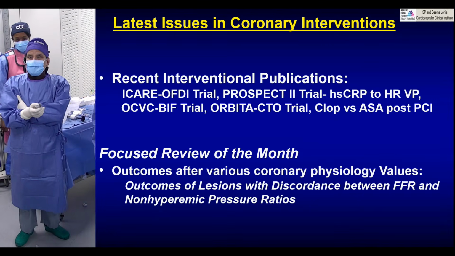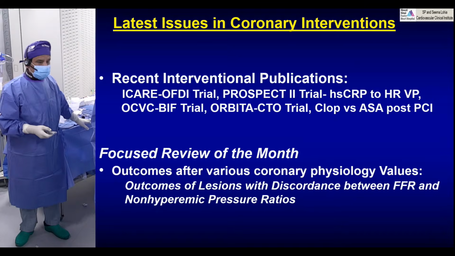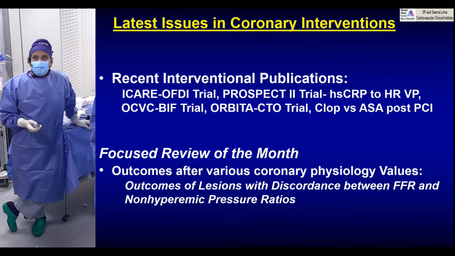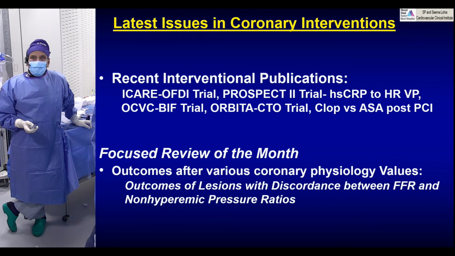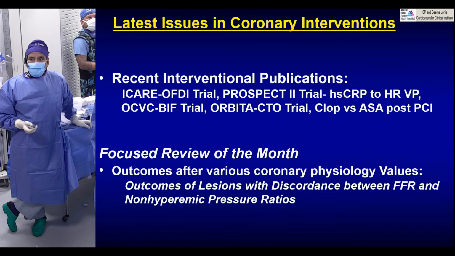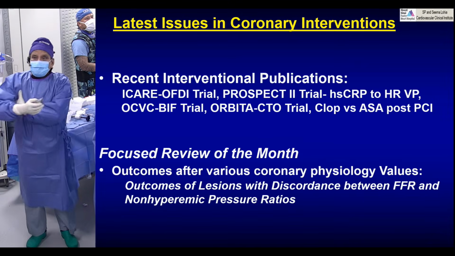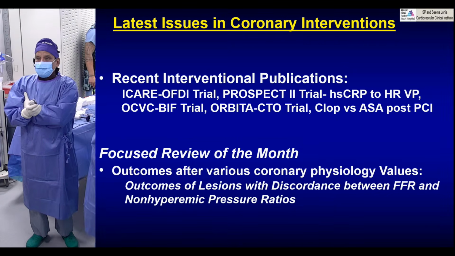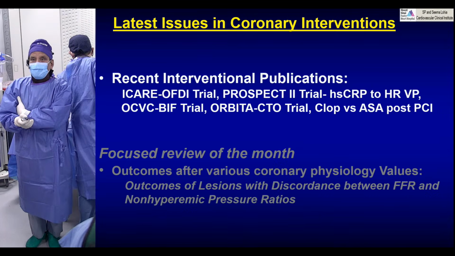What we are going to do is some of the interventional publications, with the ILUMIEN OFDI, which really applies to this case: the PROSPECT 2 trial, when they did an analysis of CRP with high-risk vulnerable plaque. Then the OCVC bifurcation trial of the drug-coated balloon, the ORBITA-CTO trial, and clopidogrel versus aspirin post-PCI in the long term. Then we have the outcome after various coronary physiology values, because many times you have discordance between FFR and non-hyperemic pressure ratio like iFR. So let's go quickly to all of them one by one.